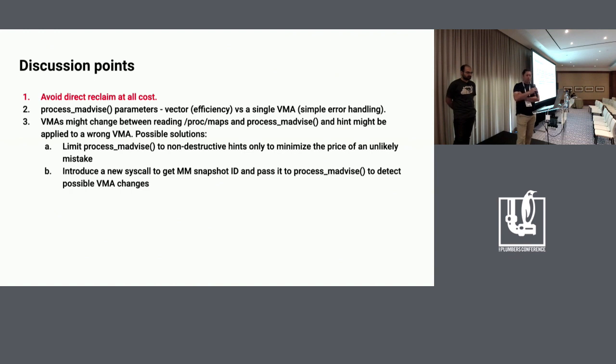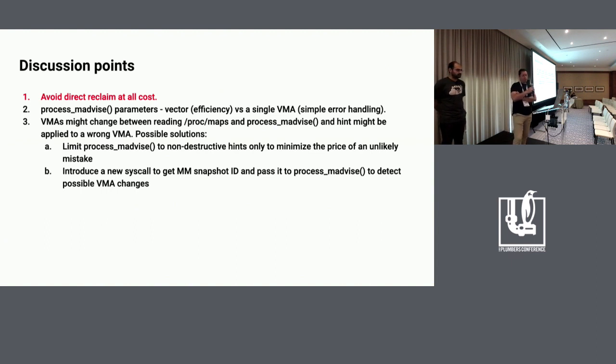And the second and more important question is that there is a slight race. Let's say we want to reclaim one of the VMAs of a different process. We need to read its maps, the proc maps, and then call process_madvise with the VMA that we found out we want to reclaim. So there is a race, because between reading the maps and calling process_madvise, the VMAs might change. So you might end up hinting that some VMA is not needed, but by that time, that VMA might be a different VMA.